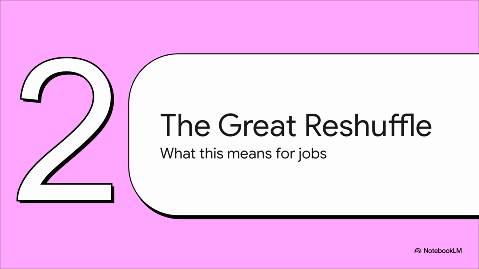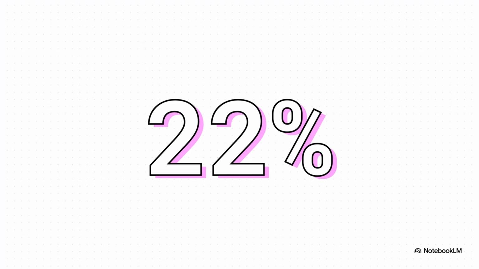Well, we're heading into what the report calls the Great Reshuffle. This is the big one, the headline number. By 2030, we're looking at nearly 1 in 4 of today's jobs being disrupted. Now, the report does project that 170 million new roles will pop up, but it also says 92 million will disappear. That is a huge amount of churn.